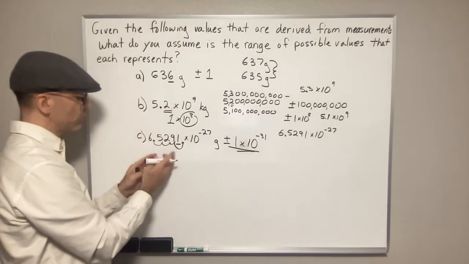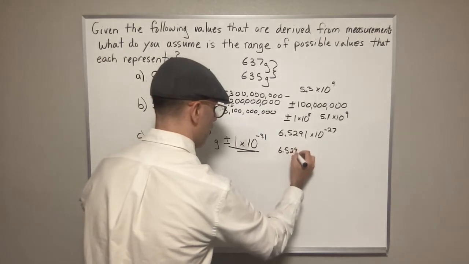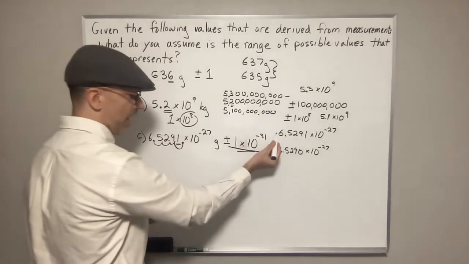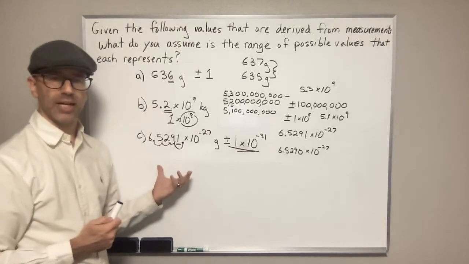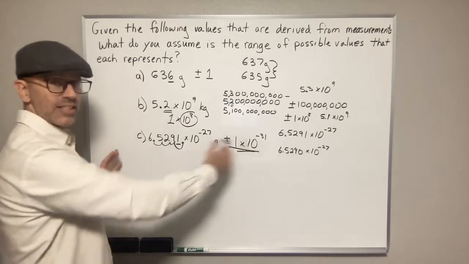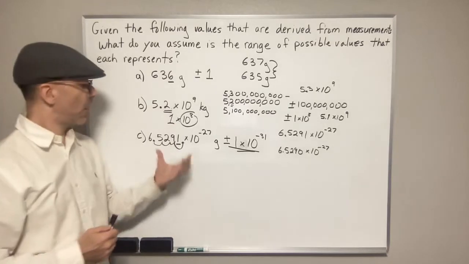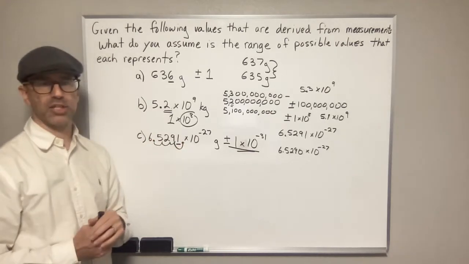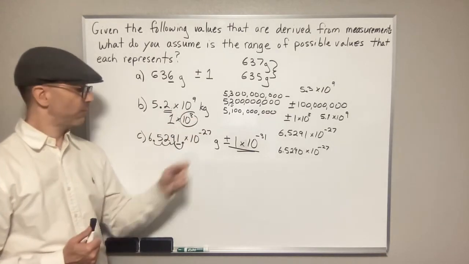And then for the lowest number, I subtract 1. So that would be 6.5290 times 10 to the negative 27. So this would be the highest expected value. This would be the lowest expected value. And so that's how you do it with scientific notation. So you don't have to rewrite the number out in the standard form for really small numbers or really big numbers. That would be too cumbersome. You can keep it in scientific notation and just move the decimal point over to the right of the last digit and then subtract that number from your exponent.